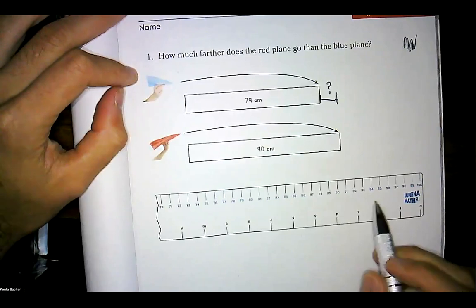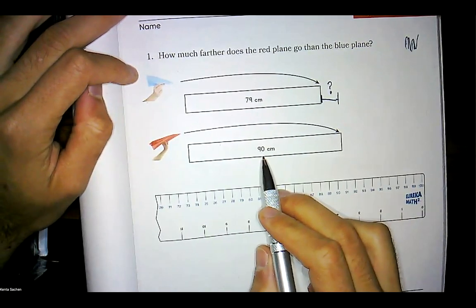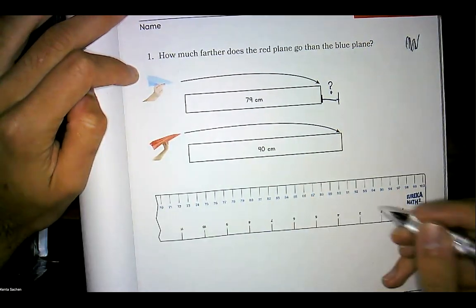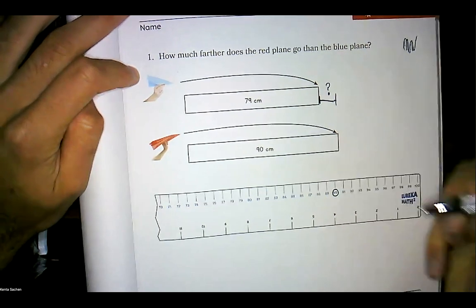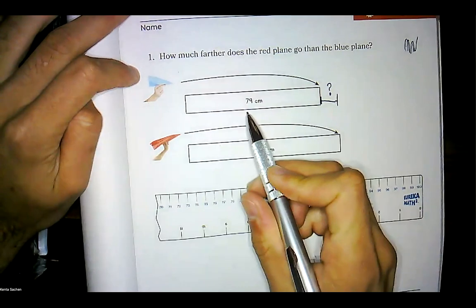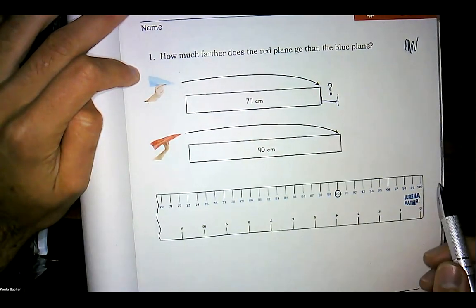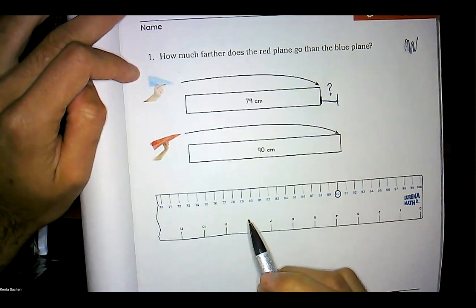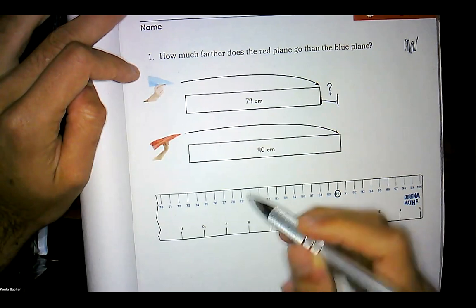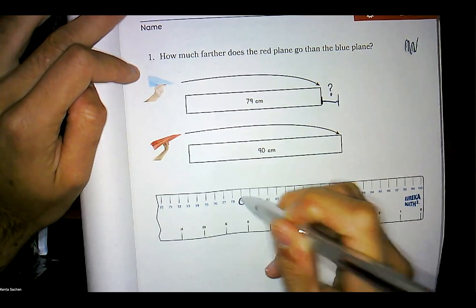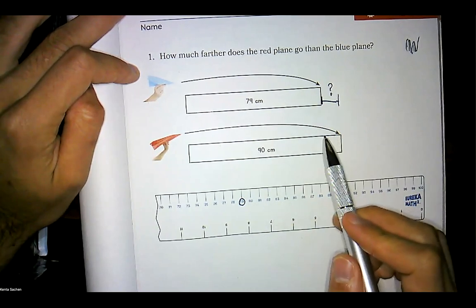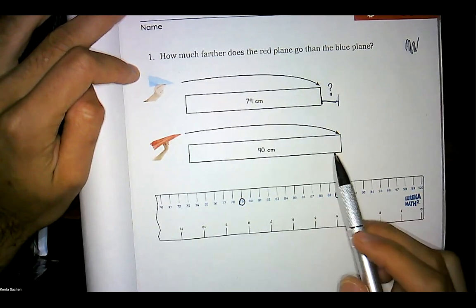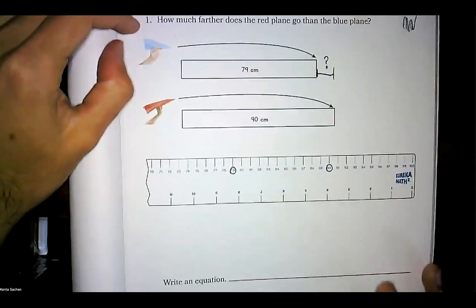And look, it looks like there's a number line to help us out. So let's find 90 on our number line. You can circle there. And let's find 79. Find 79 and circle that on our number line. Yeah, it's right here next to 80. What we want to know is how many more centimeters, right, this red airplane flew.